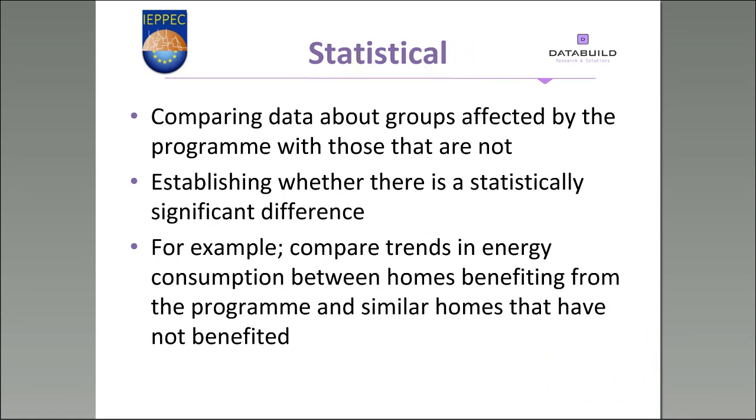So an alternative approach to establishing impact is to use statistics. Comparing statistical data about groups affected by the programme with those that aren't. So for example, you could compare energy consumption in the group that you've supported with energy consumption in the wider population, or better still, a wider population of similar homes. You could establish whether there's a statistically significant difference in those two groups. The challenge here can be getting the data. That can be very difficult.